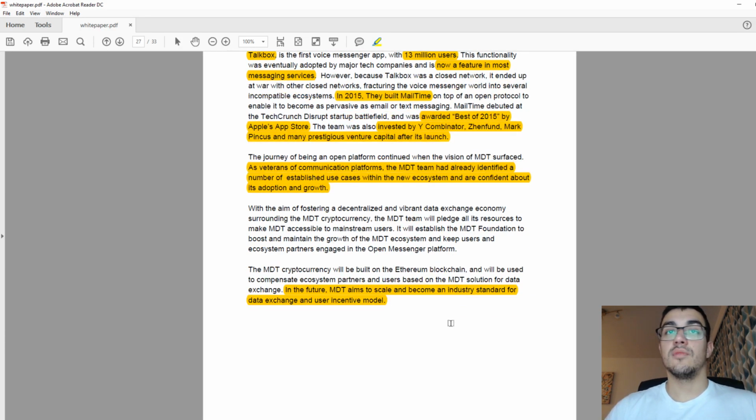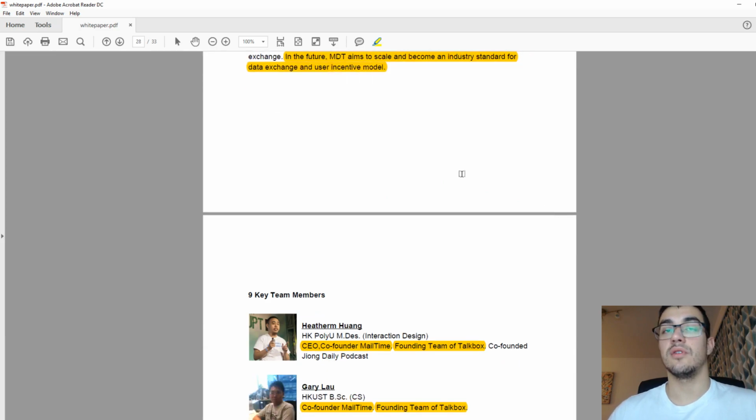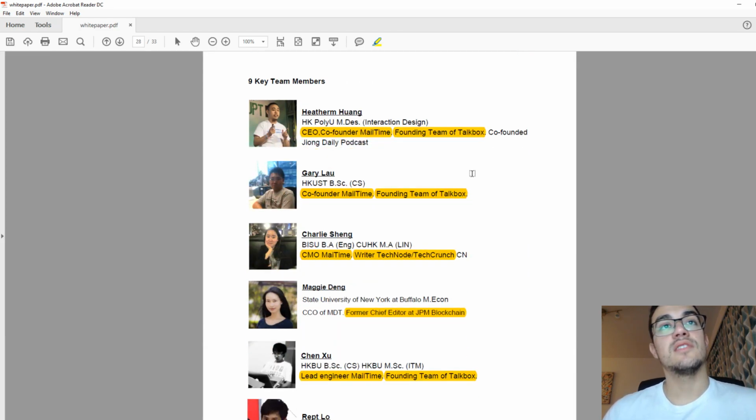As veterans of communication platforms, the MDT team had already identified a number of established use cases within the new ecosystem and are confident about its adoption and growth. In the future, MDT aims to scale and become an industry standard for the data exchange and user incentive model. So that was their conclusion. Now let's look at the team.